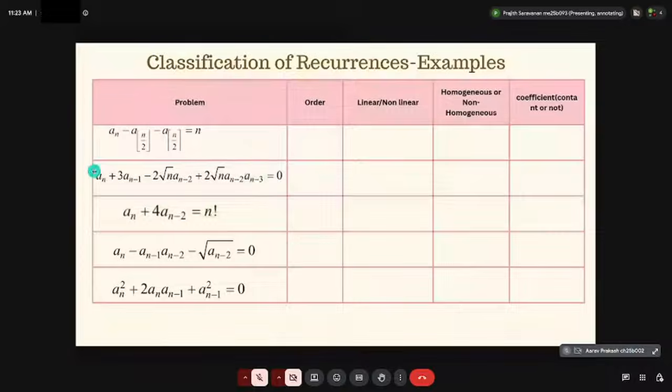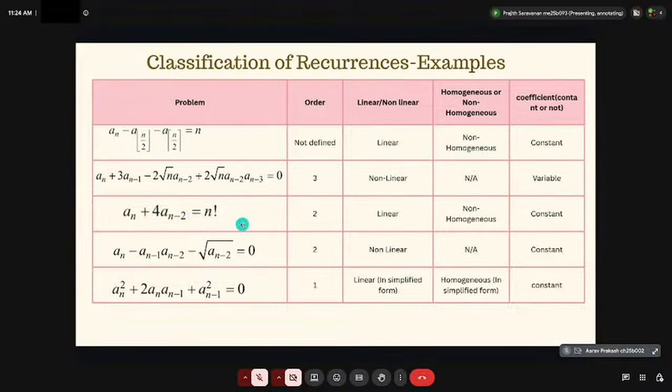It is a homogeneous one with order 3, and it is non-linear. And homogeneity is not defined for non-linear ones. Okay, question 3. Okay, I'll move on. The question 3 order is 2. It is linear and it's non-homogeneous because of this term, but it is having constant coefficients.